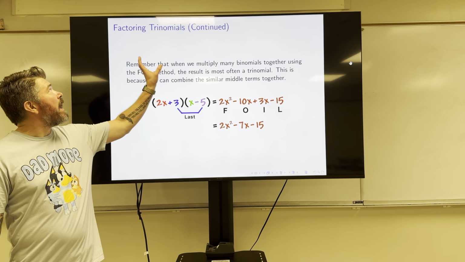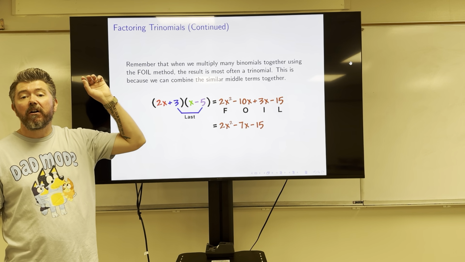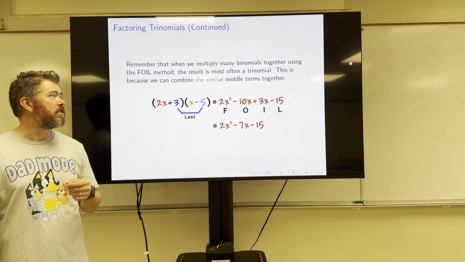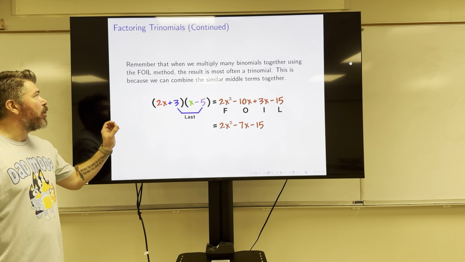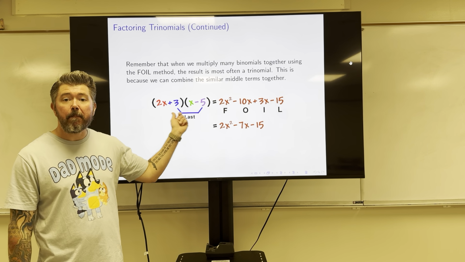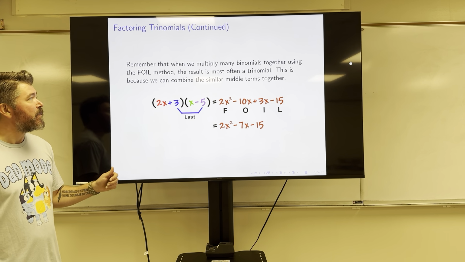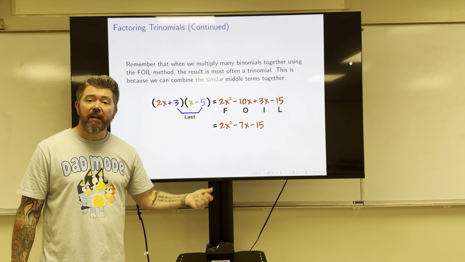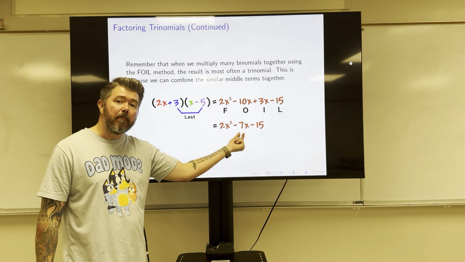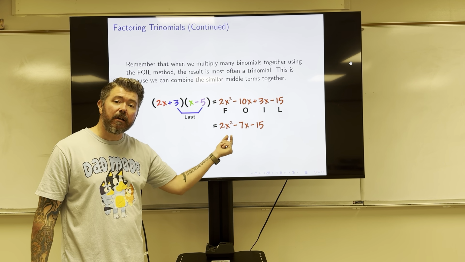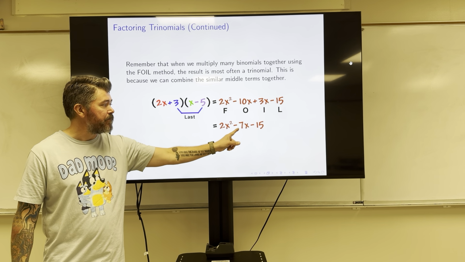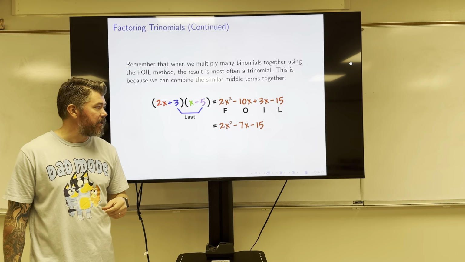Hi class. Today we are going to focus on our next section, which continues factoring trinomials, section 6.3. Okay, so remember from our last section that when we multiply many binomials together, the result is often a trinomial. And this, once again, is because we can combine the middle term to become a single middle term, right? In this case, negative 10x plus 3x gives us a negative 7x.